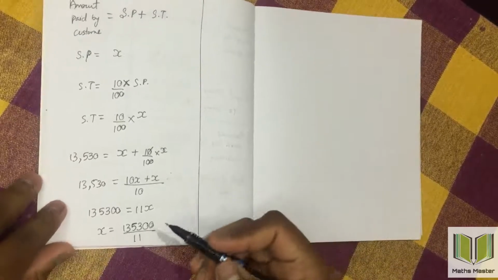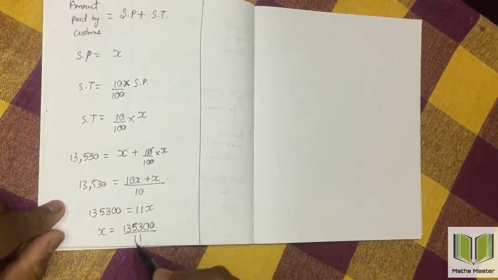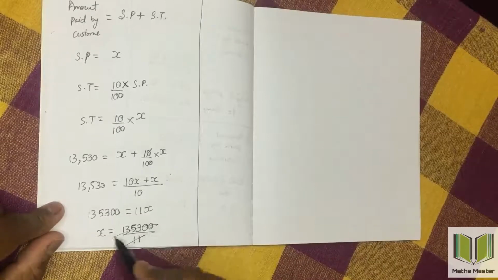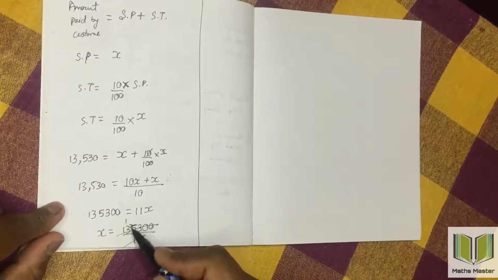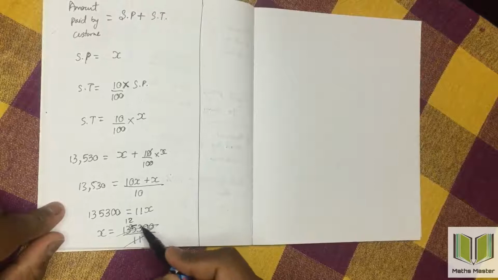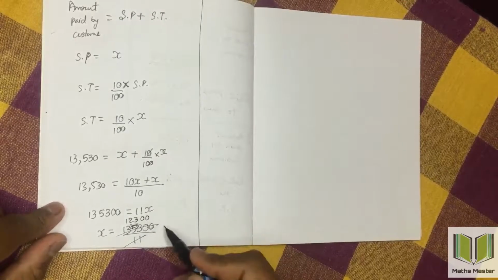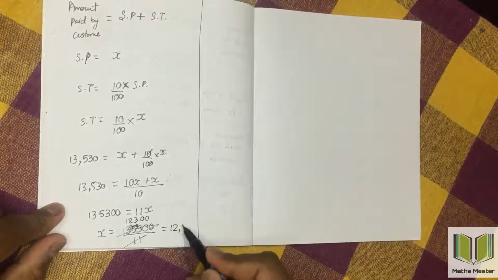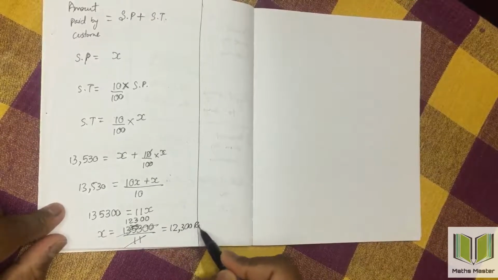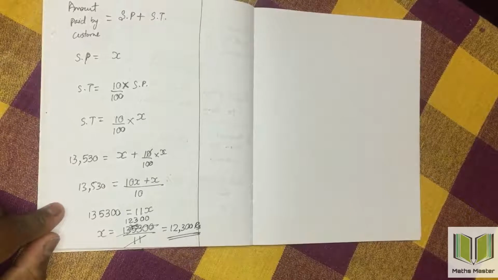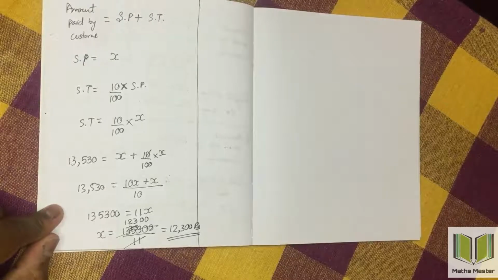In most of these problems, these kind of sums will always be divisible. If you can see this, 11 times 1, 2 remains, 2, 3 remains, 3, and 00. So the sale price is 12,300 rupees. The sale price for this particular problem will be equal to 12,300 rupees.